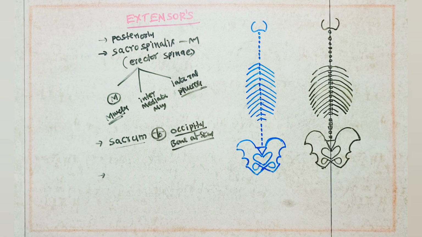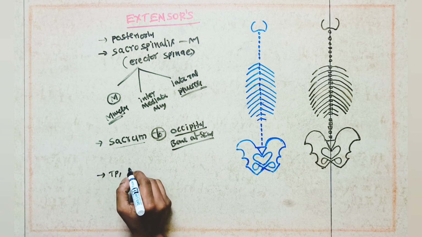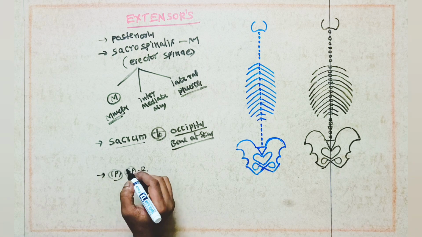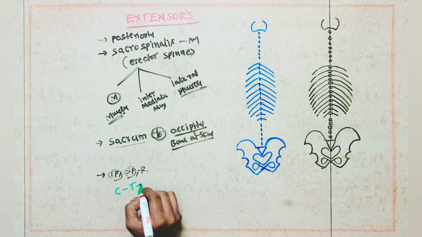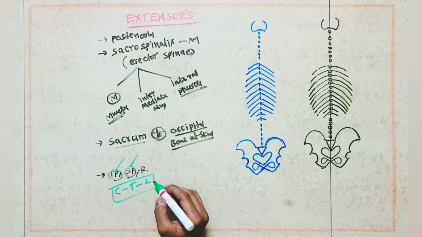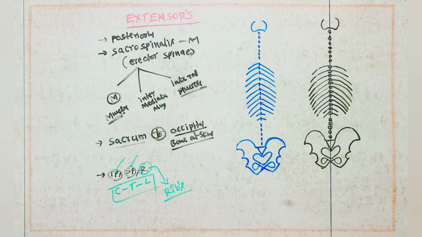The muscles we are seeing in the posterior compartment of the vertebral column are connected to the transverse processes and spinous processes of the vertebrae from cervical to thoracic and lumbar. In these three regions, these muscles are connected to the transverse and spinous processes. At the same time, they are connected to the ribs also.